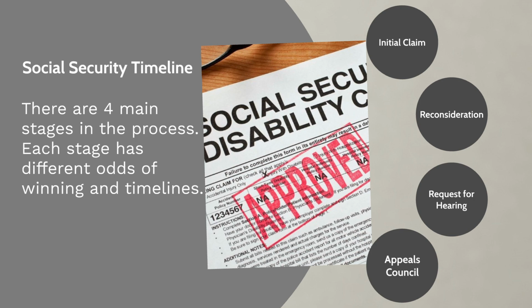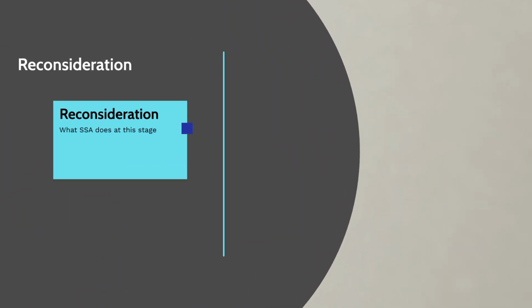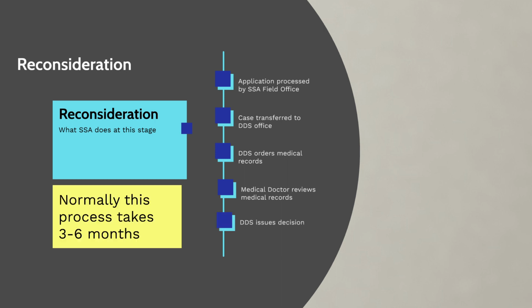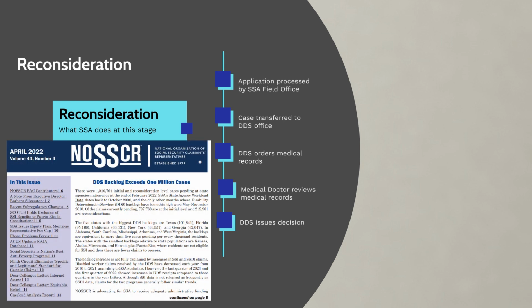Okay, so now let's talk briefly about the reconsideration stage. This is very similar to the initial claim stage because the case is going back to the same office. It goes back to DDS. They again order records. They again have a doctor review it and issue a decision. Now, typically this does go a little bit faster, and so it's 3 to 6 months.